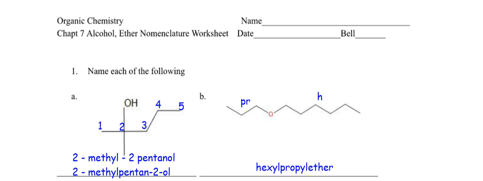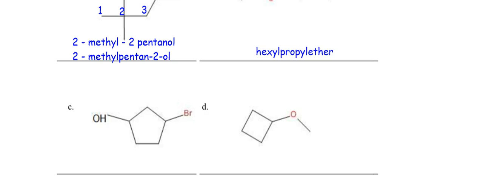Okay, let's look down at letter C. All right, so this is another alcohol, and it's a cycloalcohol. So I'm going to number it. Notice I made the alcohol the first carbon. Okay, you remember that. So this becomes a 3-bromocyclopentanol. If you only have the one alcohol in it, it has to be on the first carbon.